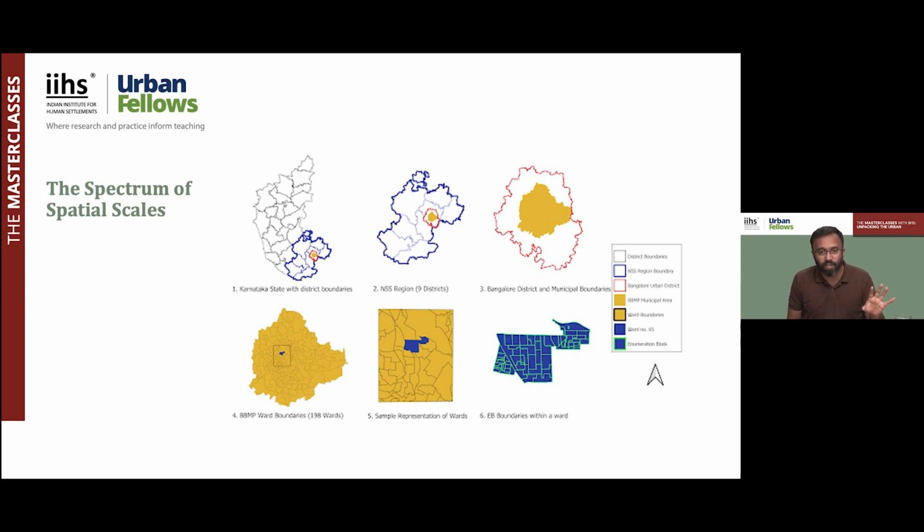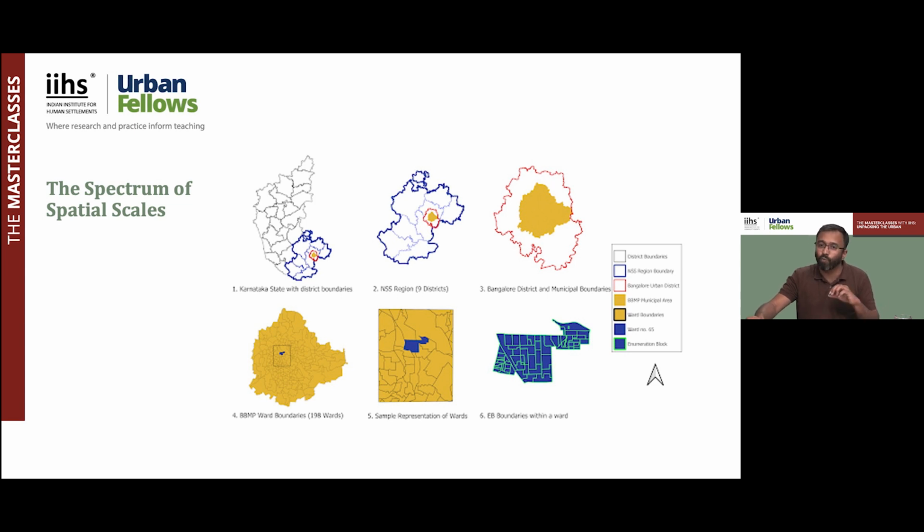Now let's pause for a minute and think about the spatial scales of administrative units, geographical units that we might want to consider when we're working on some of these problems. So just to give you a sense of the scale, we have a series of these maps. The first one, number one, is, I hope you can see my mouse, the state of Karnataka and all the districts within it, and the highlighted region is what is treated as one unit by the National Sample Survey. And within this, the small red boundary that you see is the Bangalore Urban District.